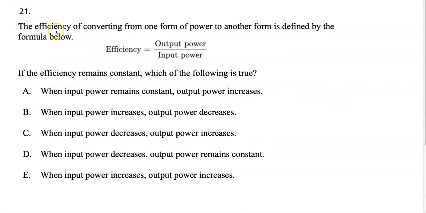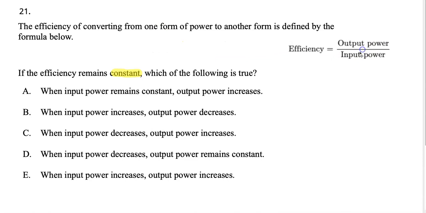Question 21. The efficiency of converting from one form of power to another form is defined by the formula efficiency equals output power divided by input power. If the efficiency remains constant, which of the following is true? So I want to know which one of these statements are true. Now this word constant says the efficiency remains constant. Constant means it doesn't change. It stays the same. So what I'm going to do in this problem is just make up some numbers.